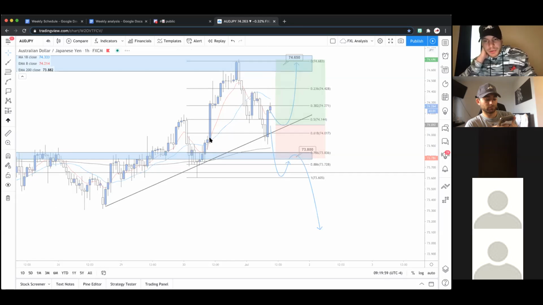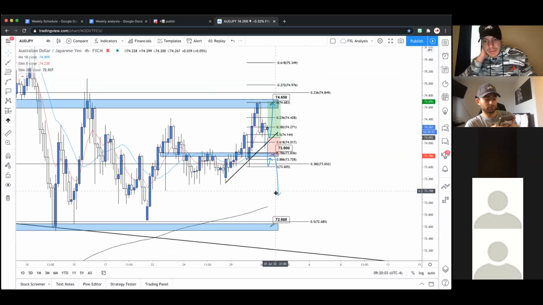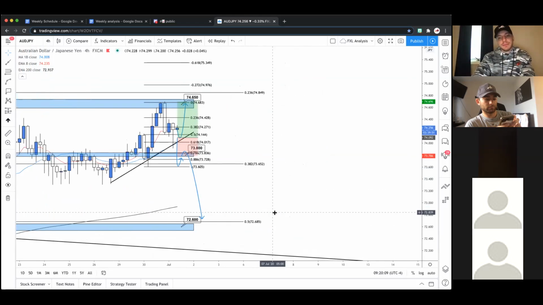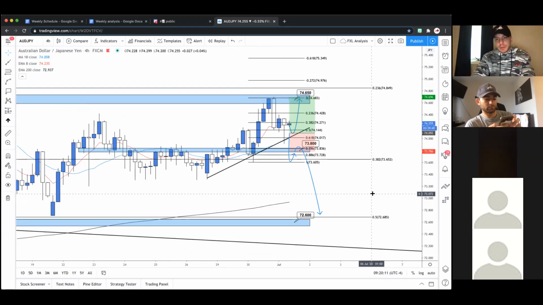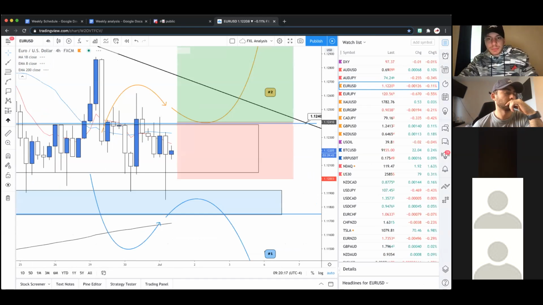Let's go to the 4 hour for a second, see if it makes sense. Zoom out. Yep, makes a lot of sense. Tons of room to drop if we get below 73.8. We can target all the way down towards 72.6. Looking pretty good. All right, guys, so that's AJ. Let's move on to EU.